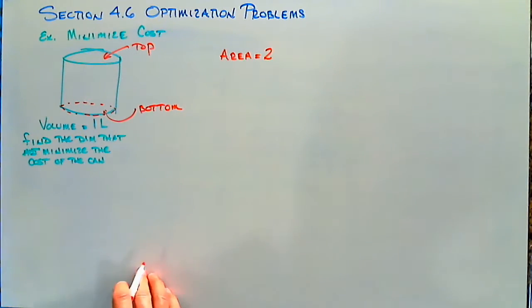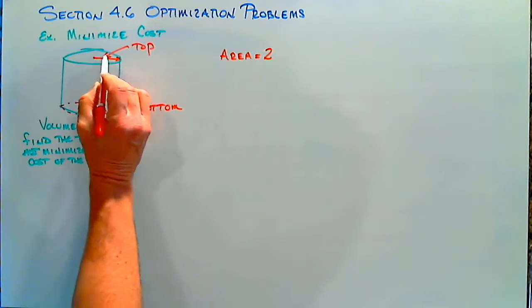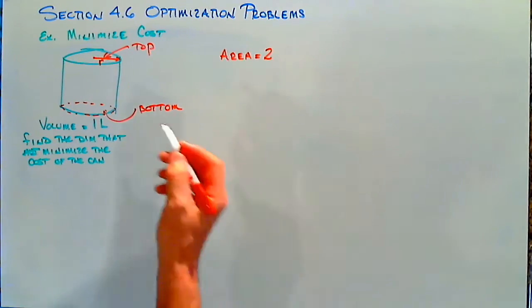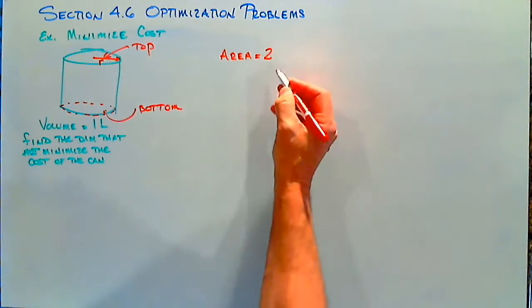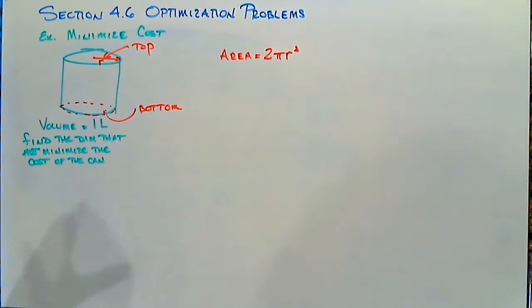That top is a circle, right? It has a radius, r. And so if I had the radius of that being r, I know the area of the top. The area of the circle is pi r squared. So I'm going to have pi r squared here, or pi r squared here. So I'm going to have 2 pi r squared. So right now, the area of our can is made up of 2 pi r squared, one variable, the variable being the radius.